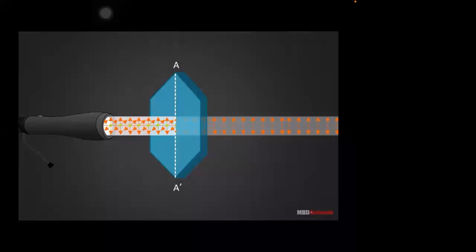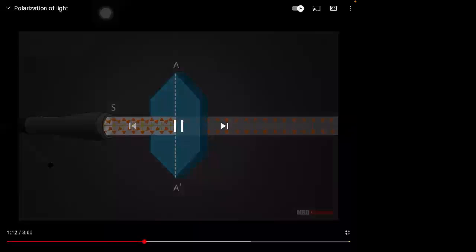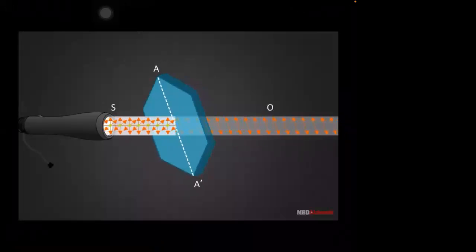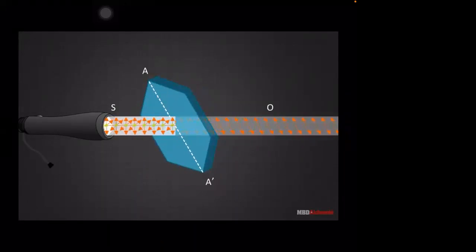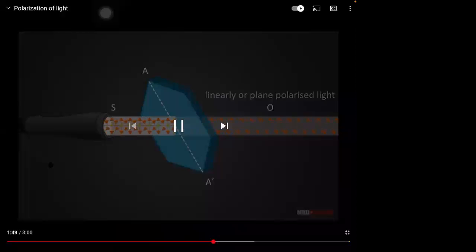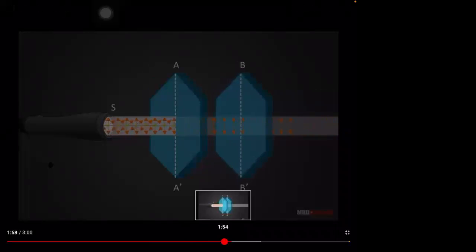Ordinary unpolarized light from the source S of original incident intensity is passed through the tourmaline crystal A. Now see what will happen if the crystal is rotated about the beam SO as axis, with the observer at point O. Are you able to observe? We do not observe any change in the color of the emergent beam. That particular direction is what the light is allowed.